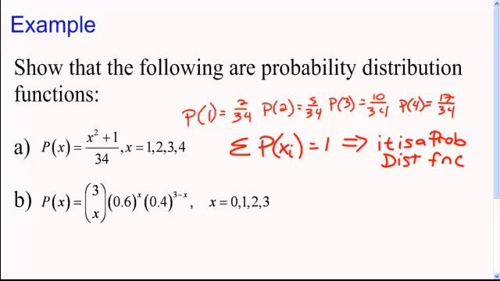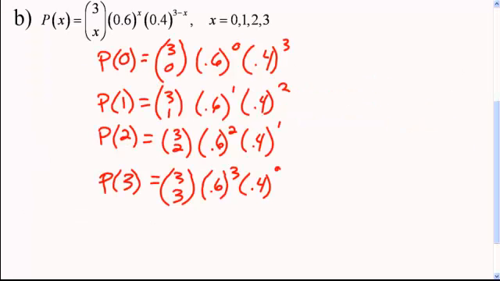The next one is exactly the same. This one looks a little bit uglier. It deals a little more with our binomial distribution, if you can kind of see that. We're taking a look at 0, 1, 2, and 3. I'm going to come up with each of those individually, and then add them up. Setting up each of my equations, 3 choose 0 is 1, etc.